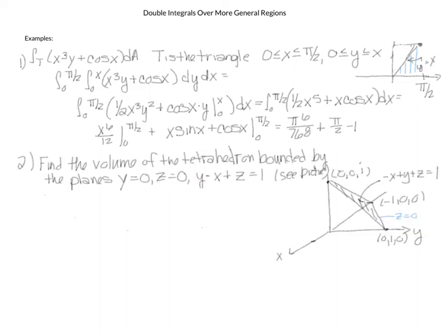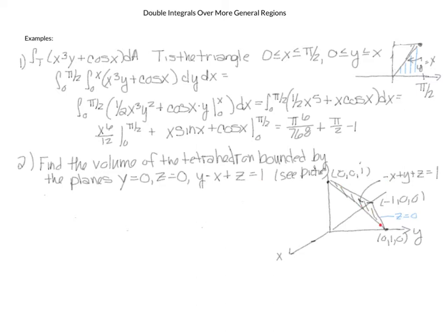Our next example is a little more complicated and definitely requires a picture. It's: find the volume of the tetrahedron bounded by the planes y equals 0. So here you kind of think of this plane here. Z equals 0, so everything forward over here. Z is equal to 0. So we're above the xy plane. And then we have y minus x plus z equals 1. And that is this plane over here.